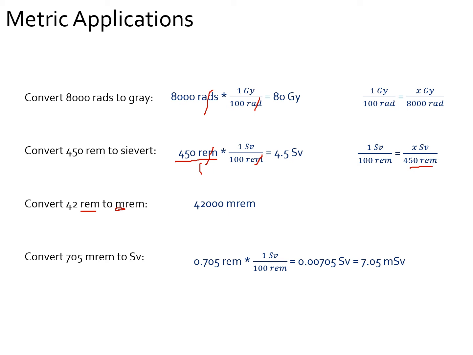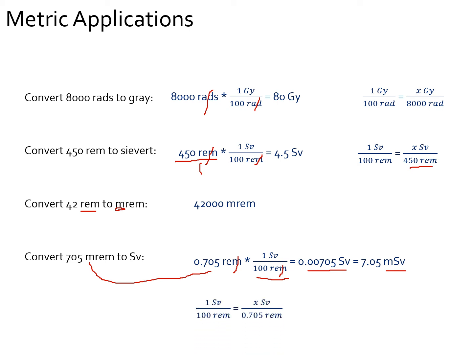The last one, 705 millirem to a sievert. First, what I did, because my conversion is 1 sievert to 100 rem, and I have to make sure my rems cancel, so I converted 705 millirem back to the base 0.705 rem. Then those can cancel out. If I multiply that, I get 0.00705 sieverts, and that's just to show that you can take that as a base unit to millis. I moved it to the right 3 times to get 7.05 millisieverts.